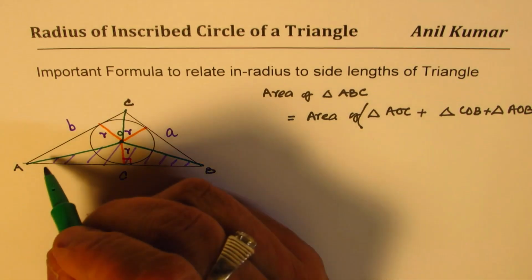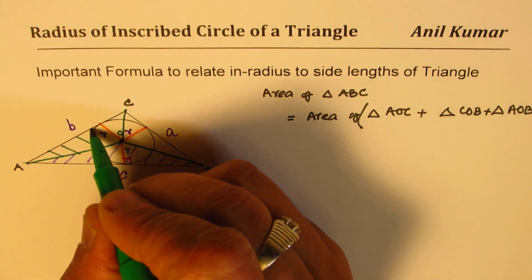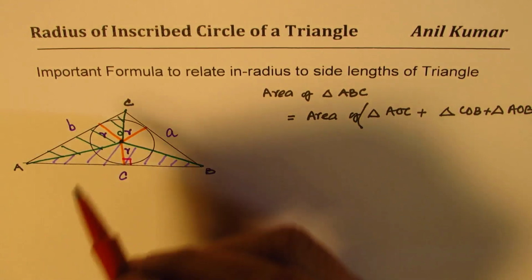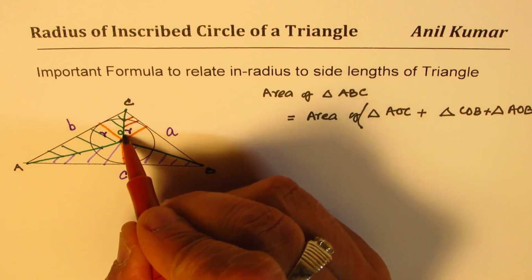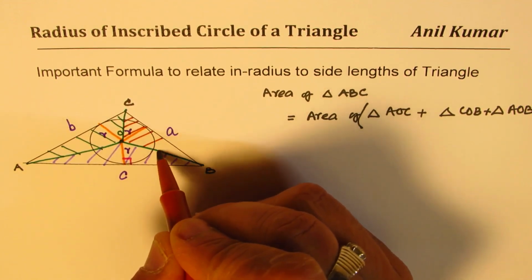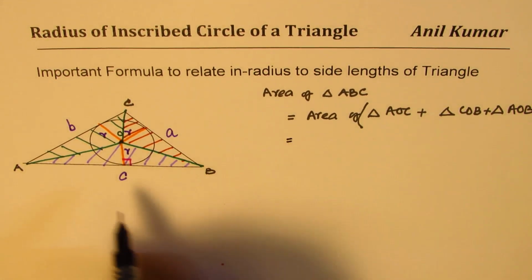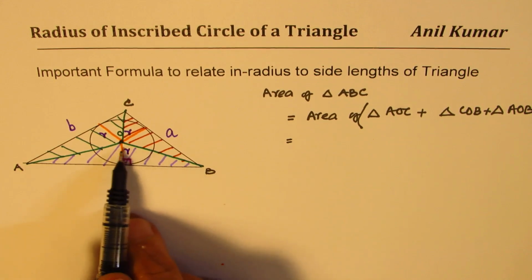Then we could have the other triangle right there, and the third triangle. So it is the sum of all these three triangles. Now the area of a triangle is half base into height, right? So we could write the area of this triangle is what?